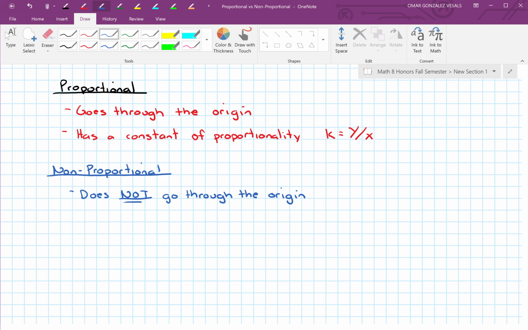Yeah. Okay, so it does not go through the origin. And what else? It does not have a constant of proportionality. Very good.